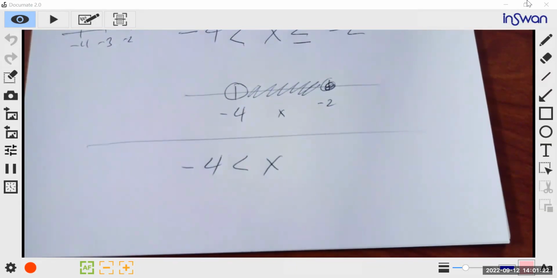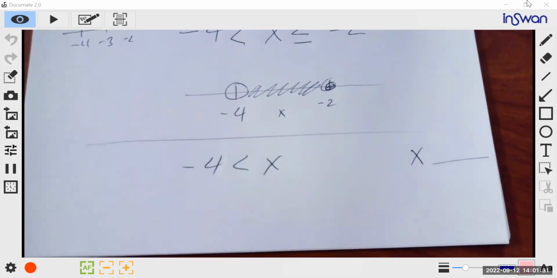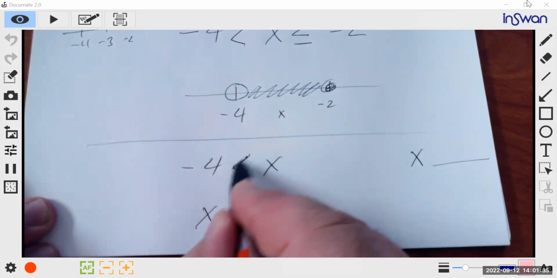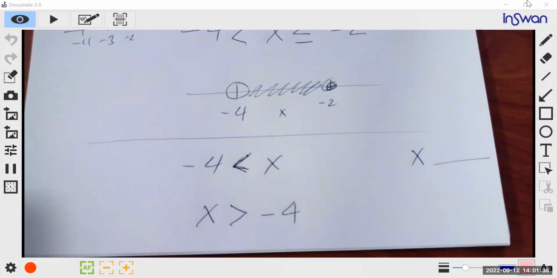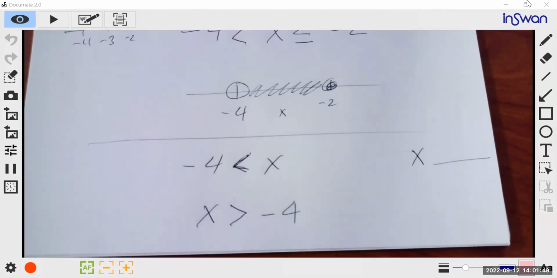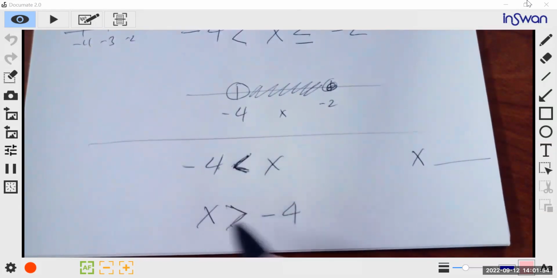How would you flip this so it's easier to write? Because basically, we always want x to be on the left-hand side. You would flip it, so you have x, and negative 4 is still pointing at negative 4. Flipping the x and negative 4 is no problem. You just have to remember that if it's pointing at negative 4, it has to keep on pointing at negative 4.